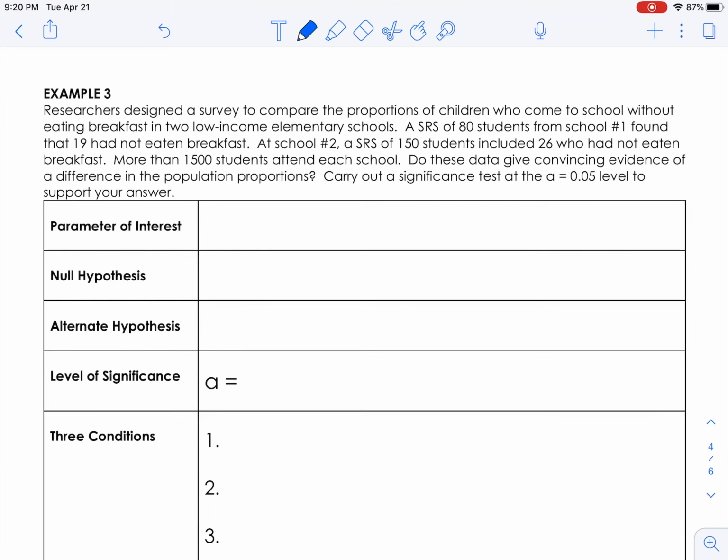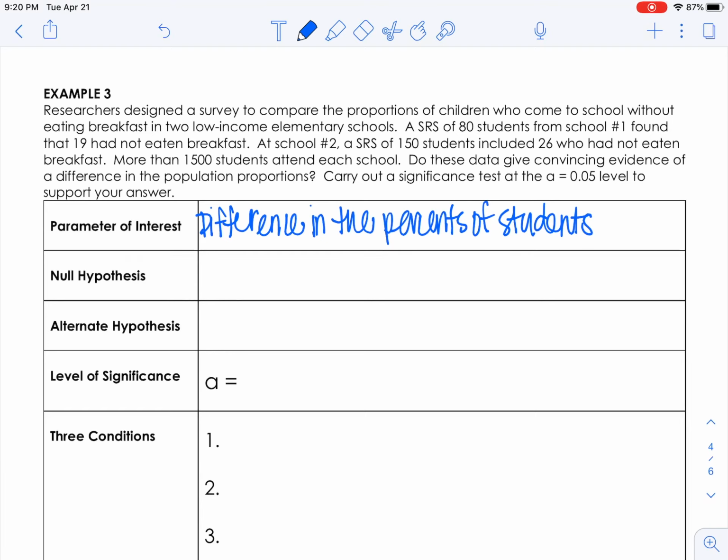So our parameter right away is going to include 2 important things. The very first word is going to be difference. And that's because our sample statistic is a difference in the percents of students who don't eat breakfast.